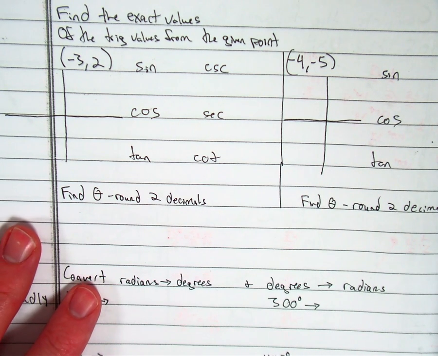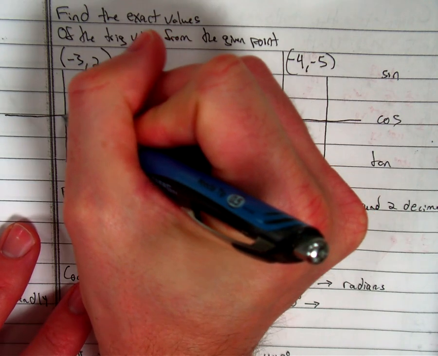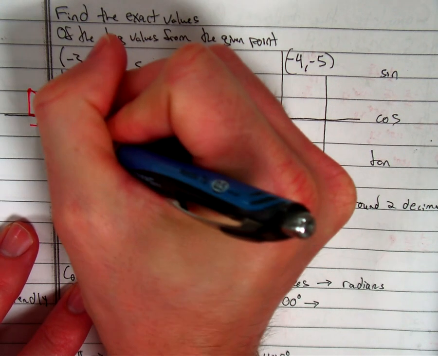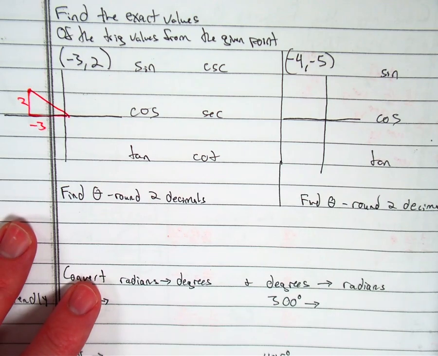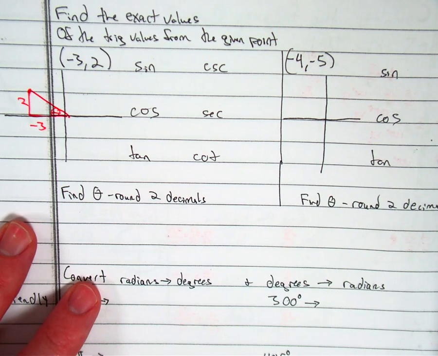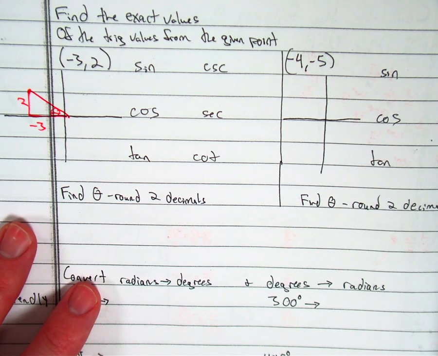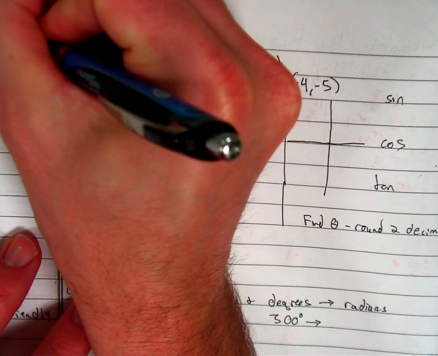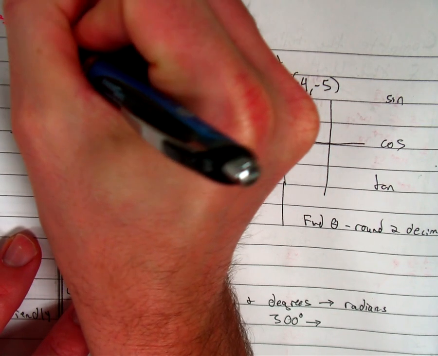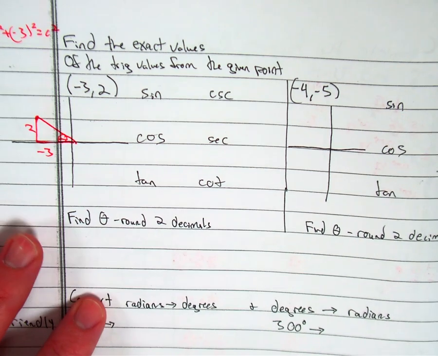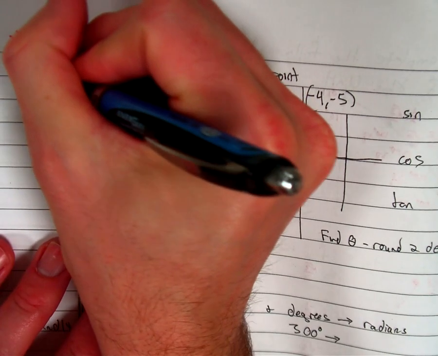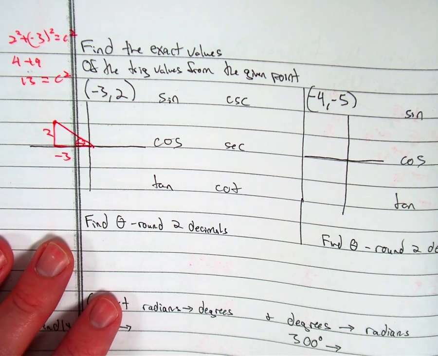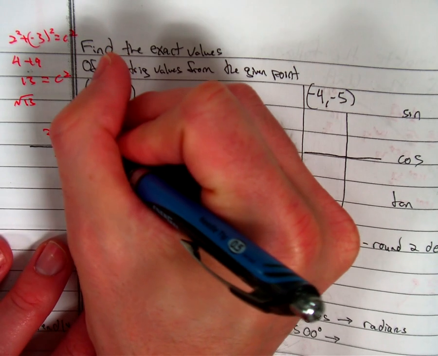Drawing the point. Negative 3, or 3 left, and then 2 up. So we got negative 3, comma 2. There's my theta. Alright, a squared plus b squared equals c squared. 2 squared plus negative 3 squared equals c squared. 4 plus 9, we got 13. And when I square root, we'll get the square root of 13.